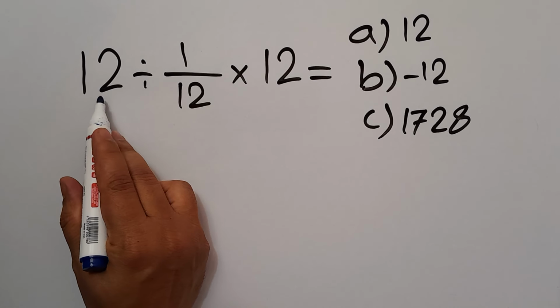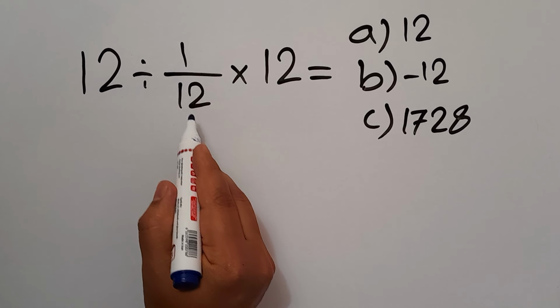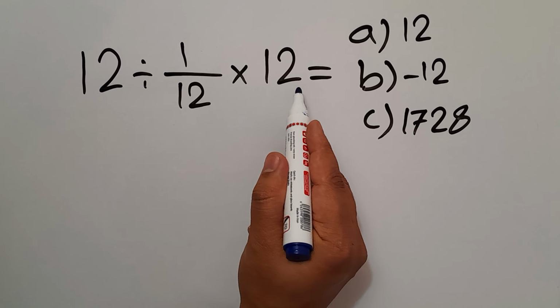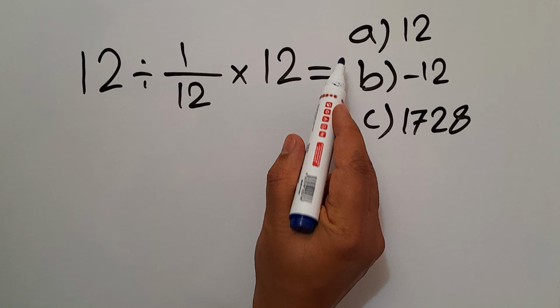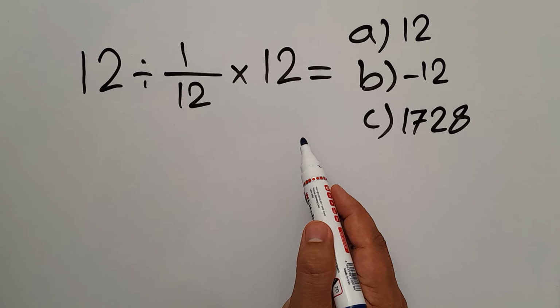In this video, we want to find the value of this expression: 12 divided by 1 over 12 times 12. Which option is correct? A, B, or C? Ready to solve? Let's go ahead and get started.